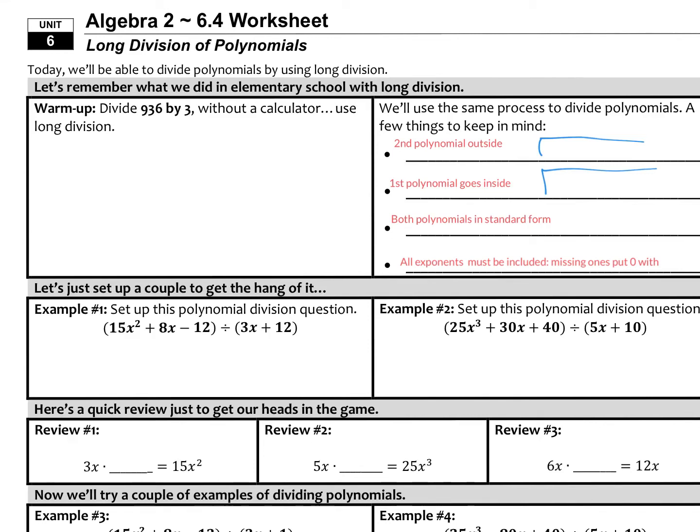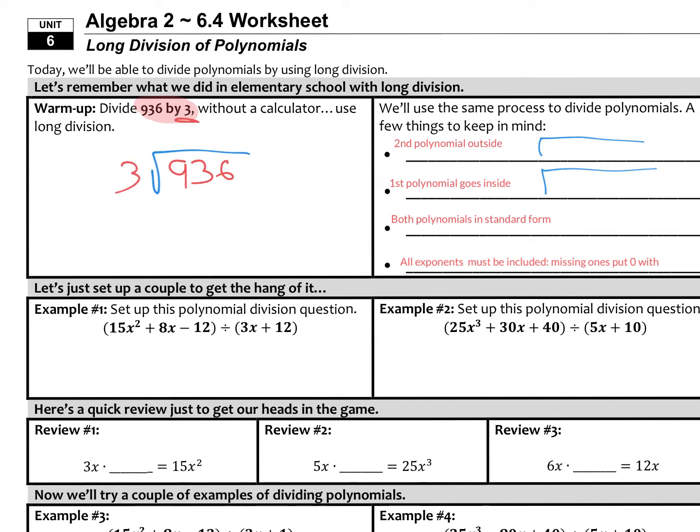Welcome, Algebra 2. We are working on 6.4, long division of polynomials. It's been a little while since you have done long division, but here is what we're going to set up. The first term goes inside, underneath the division sign, and the second term goes on the outside. That's how you set it up.